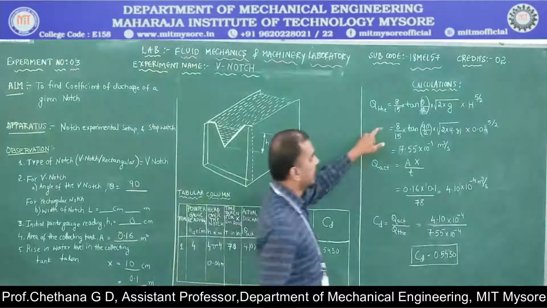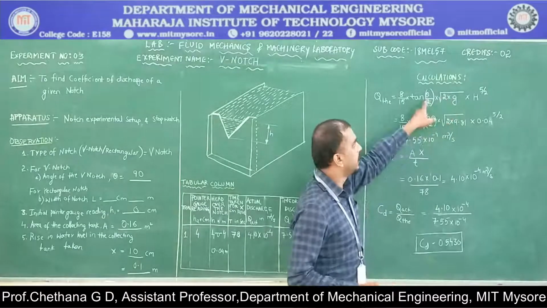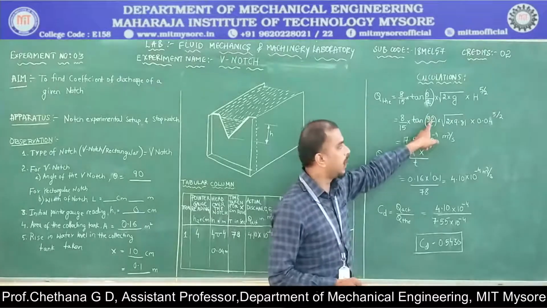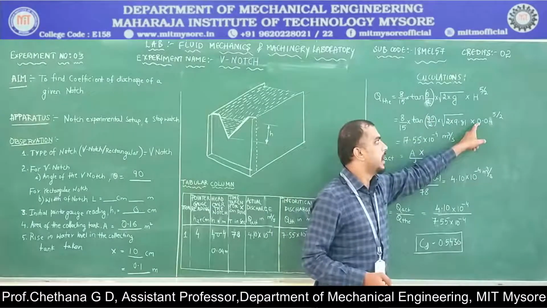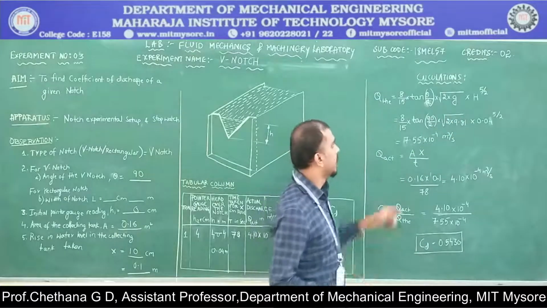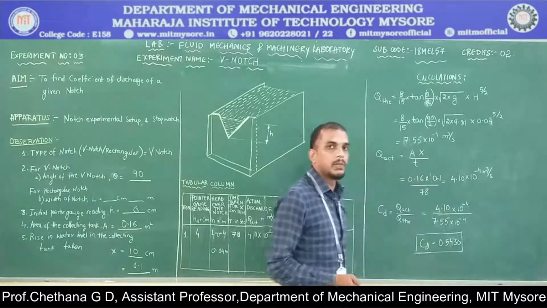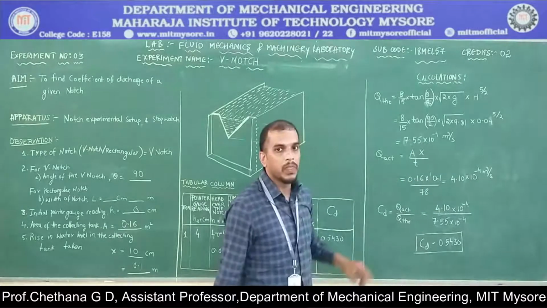Here the only unknowns are h and theta. Theta is 90 degree for V notch, and head is what we have noted down, which is 0.04. Then theoretical discharge you can calculate as 7.55 into 10 power minus 4 meter cube per second.